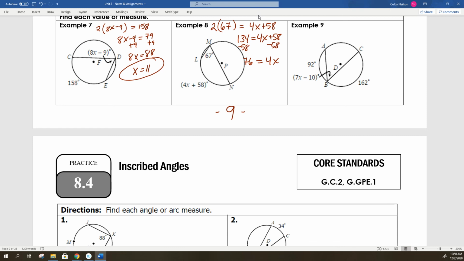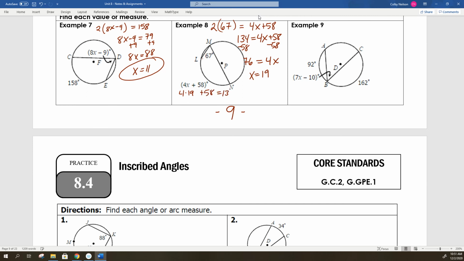What is 76 divided by 4? 19. Okay. So what does the arc measure? If we needed to find it, we already know the angle, so 134. So plug 19 in here: 4 times 19 plus 58.